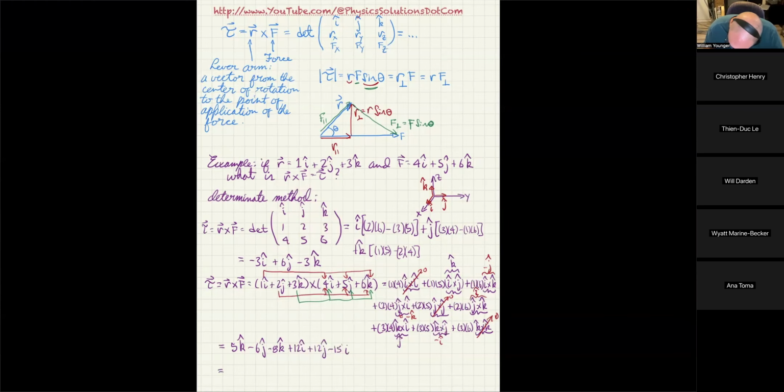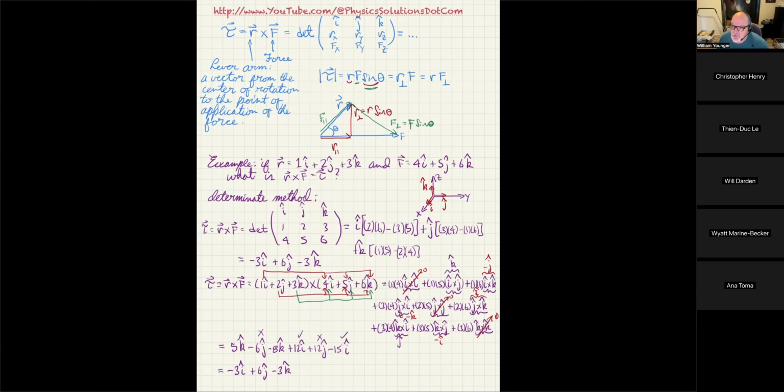Sorry about that. So now if I take 12 i hat minus 15 i hat, that should give me negative 3 i hat, which is what we got before. That takes care of this one and this one. The j hat is 12 j hat minus 6 j hat, so that'd be positive 6 j hat. That takes care of this one and this one. And now I've got 5k hat minus 8k hat. That would be negative 3 k hat, and I've taken care of all of them. And you see I got the exact same vector again.